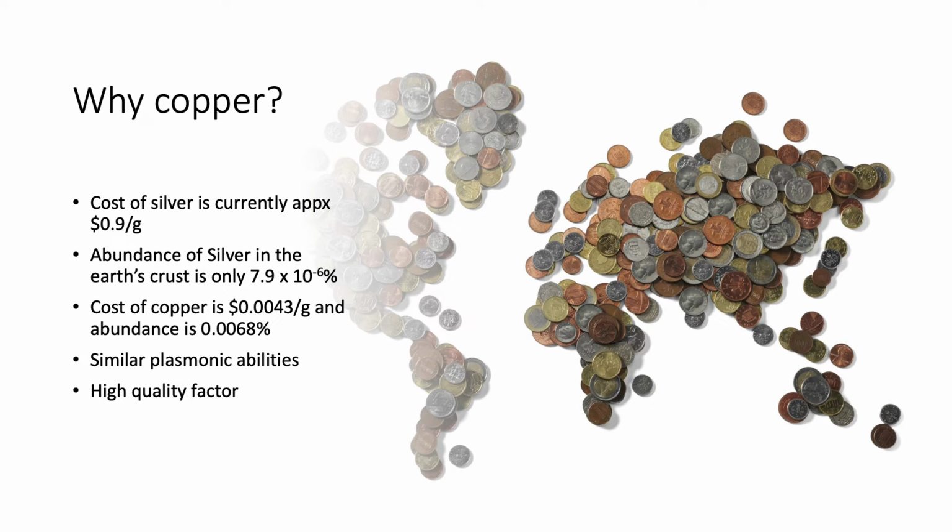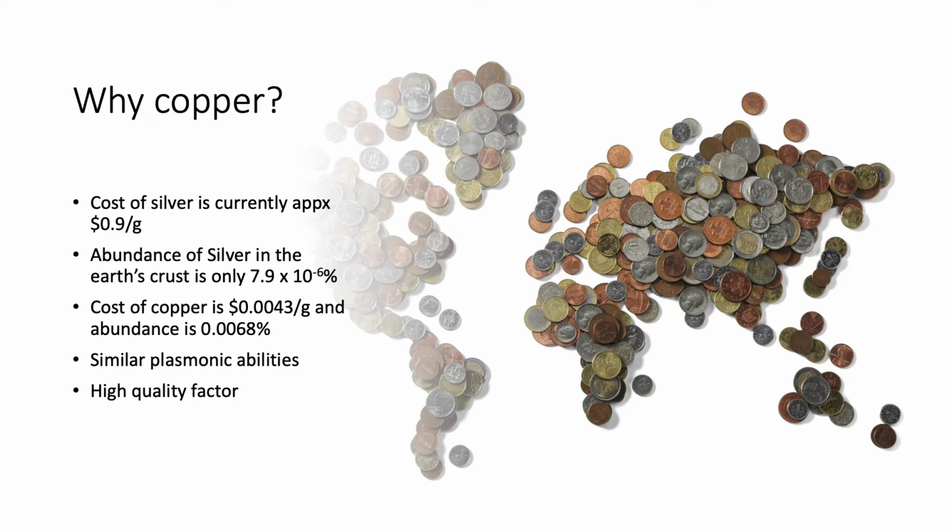So I spoke about earlier a few types of metals that we can use. Copper, gold, silver. But in this research, I was quite interested in copper because the current cost of silver is 90 cents a gram, and the abundance in the Earth's crust is only 7.9 times 10^-6%. Meanwhile, the cost of copper is nearly $0.0043 a gram, and the abundance of copper is 0.0068%, which is much more than silver in the Earth's crust.